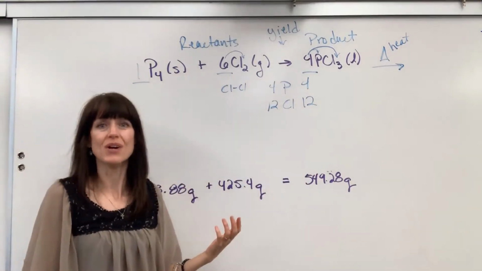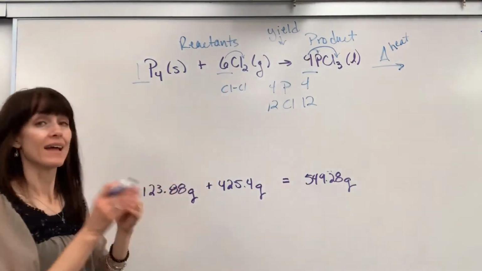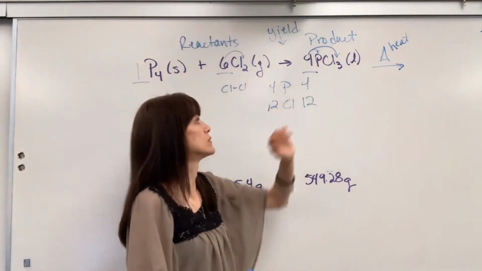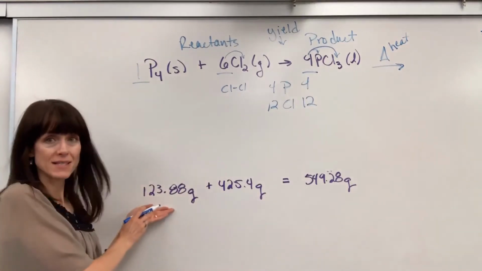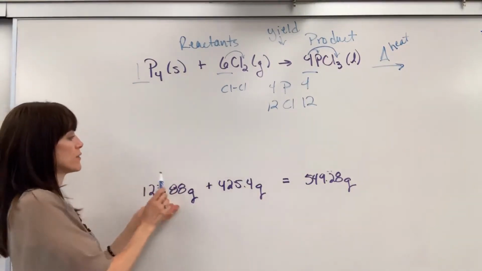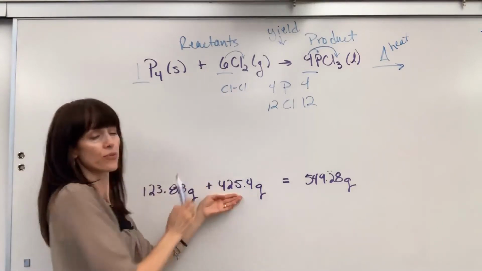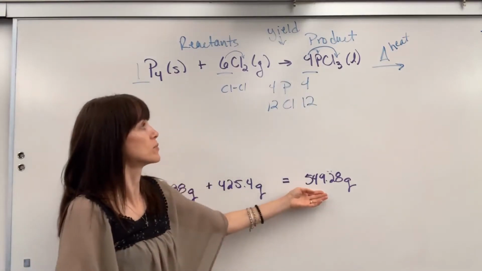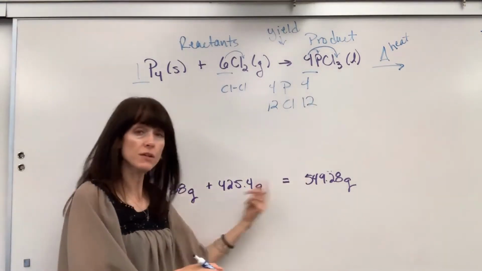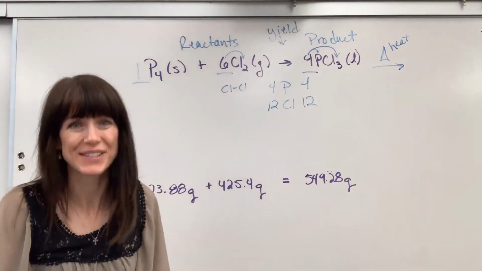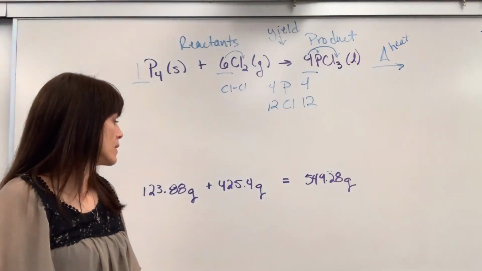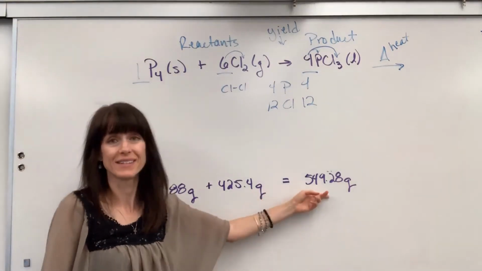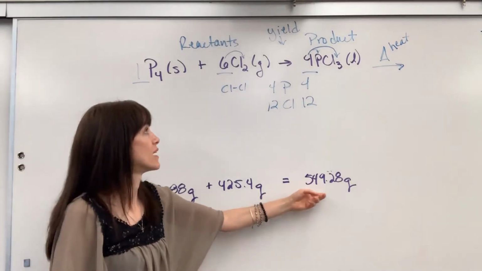Now, this also holds true for the masses. If I had exactly 1 mole of phosphorus, 6 moles of chlorine gas, and 4 moles of the phosphorus trichloride, the masses would be 123.88 for phosphorus, 425.4 for the chlorine, and 549.28 for the 4 moles of phosphorus trichloride. If you wanted to check this, you're going to use molar masses, and you know how to do that. If we add up the phosphorus plus the chlorine, guess what? It equals the products, the phosphorus trichloride.